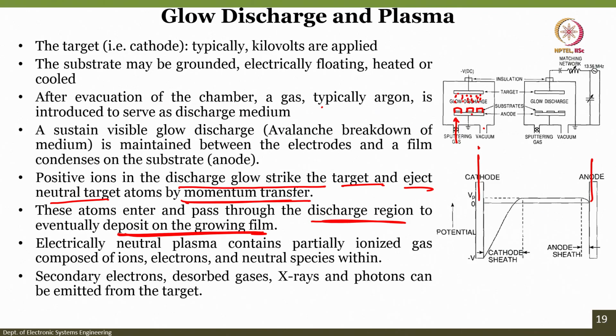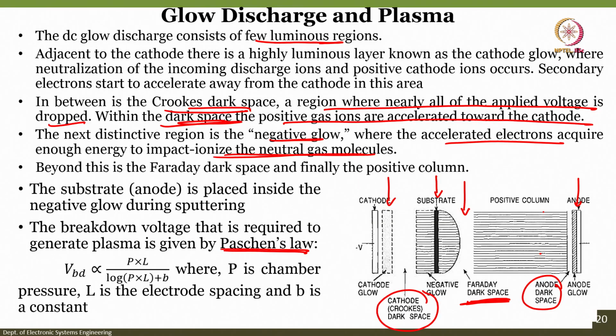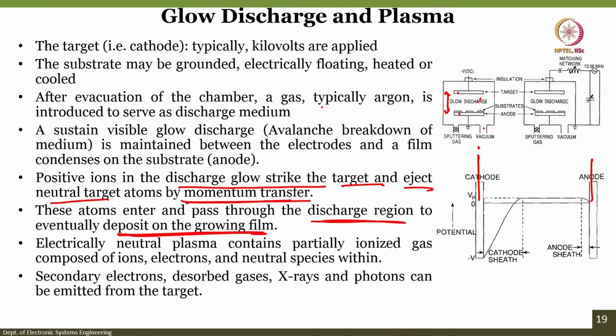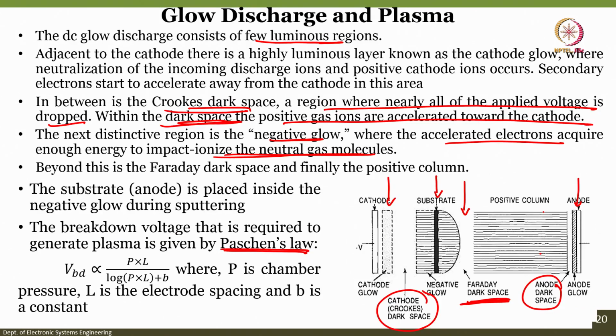So, it is very important to understand what the distance between the electrodes, that is between the anode and cathode, should be. If the distance is more, then the deposition will be slower. If the distance is too close, heating of the substrate will occur. So, that is why sometimes you have to cool down the substrate, and also the pressure is very important in the case of sputtering. So, these are some of the things that we need to remember when it comes to glow discharge and plasma.